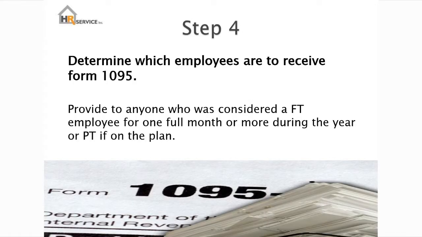Step 4, determine which employees are to receive Form 1095. Provide a 1095 to anyone who is considered a full-time employee for 1 full month or more during the year. Now, the definition of full-time employees is those who average 30 hours or more work time during the month. Make sure you include all the required work time when doing those calculations. Also provide the 1095 to any part-time employee if they were covered on your medical plan.